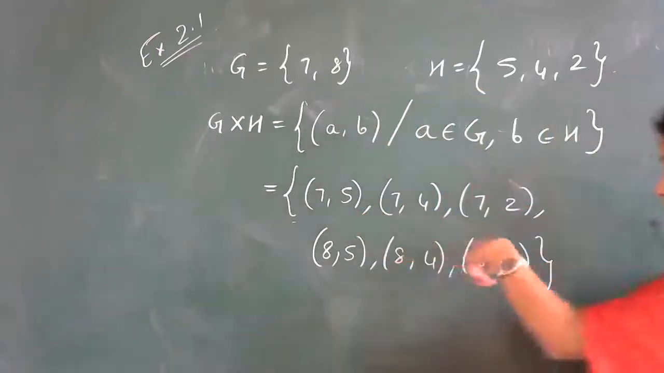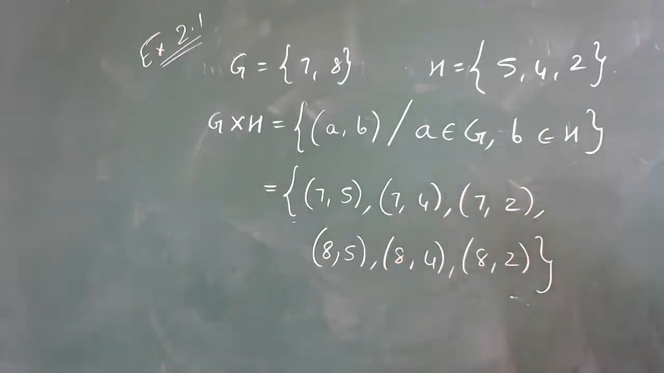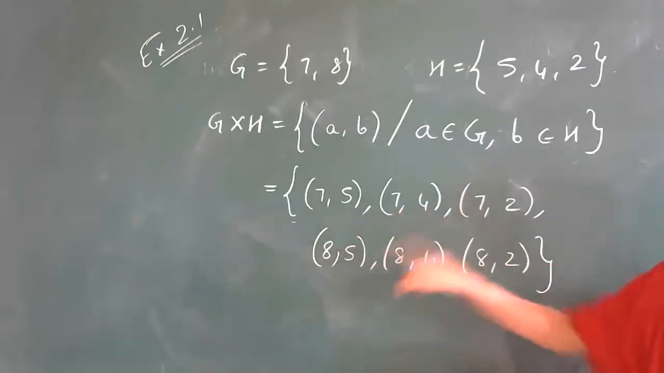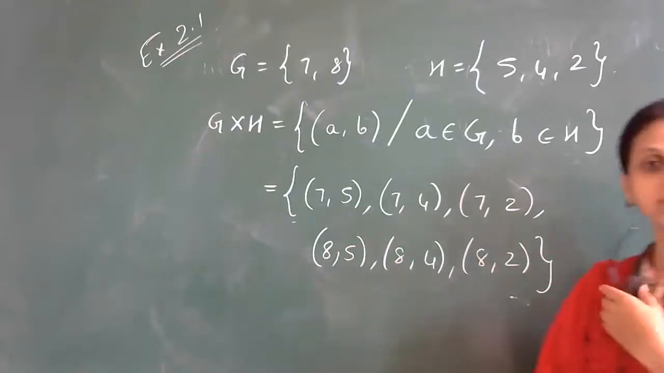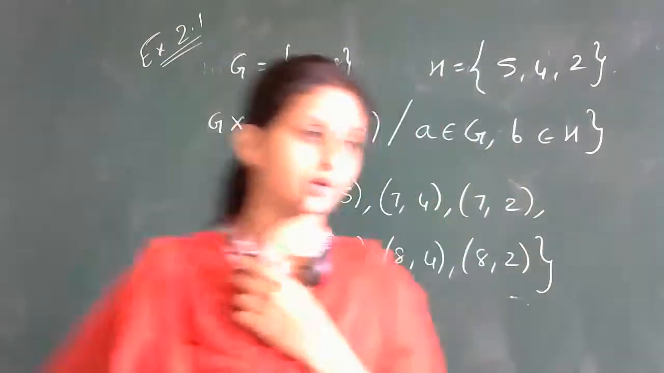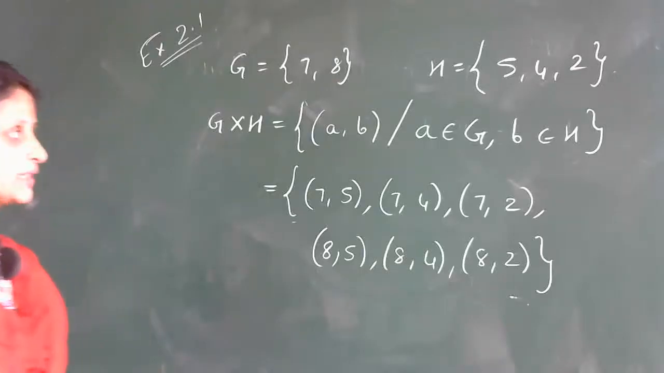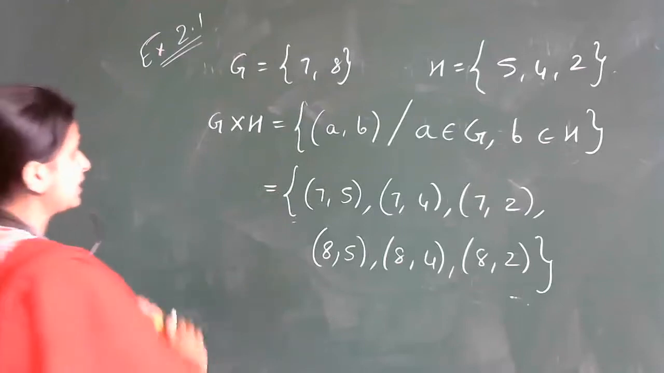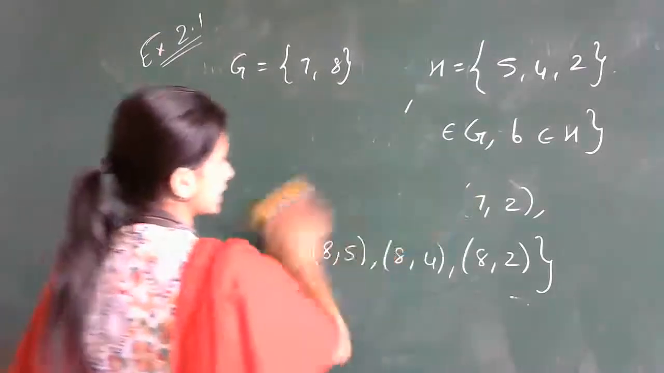See, here we have 6 elements. We have 6 elements, right? 1, 2, 3, 4, 5, 6. So, our answer is correct. Right? So, like this you can verify. Similarly, I hope you can find what is H cross G, right?